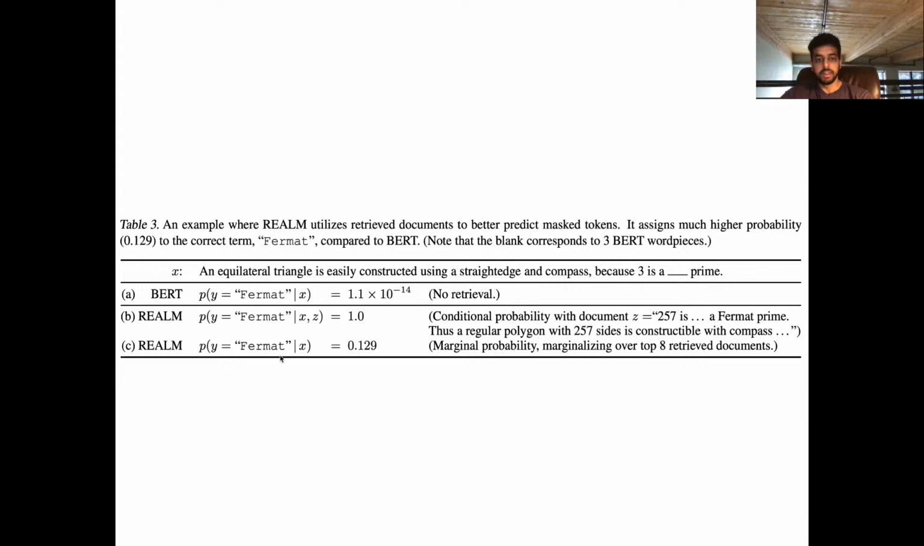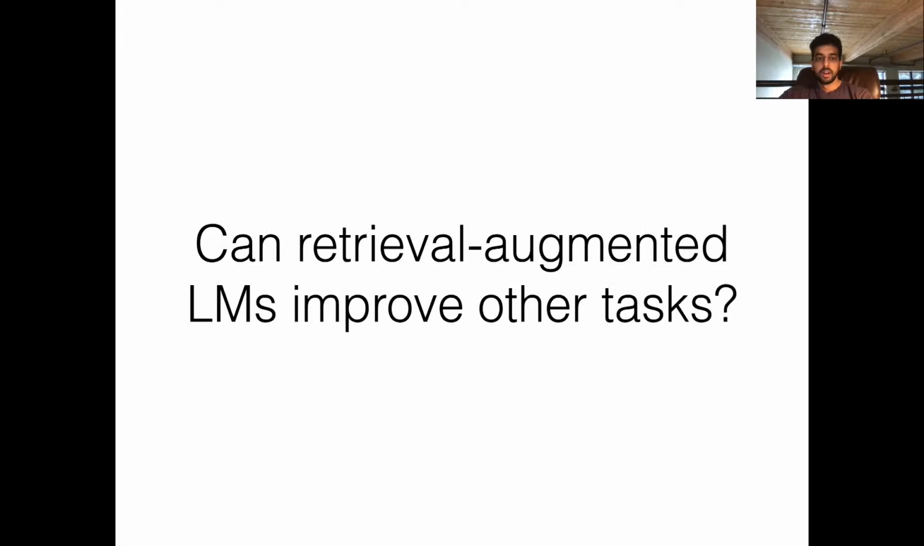And finally, if you use the learned retriever that is retrieving, I think, eight documents here, and you marginalize over those top 8 documents, you get a much higher probability than the original BERT model without any retrieval, about 13%, which is pretty high considering your vocabulary here is tens of thousands of subwords. Okay, so that's all I wanted to say about Realm.